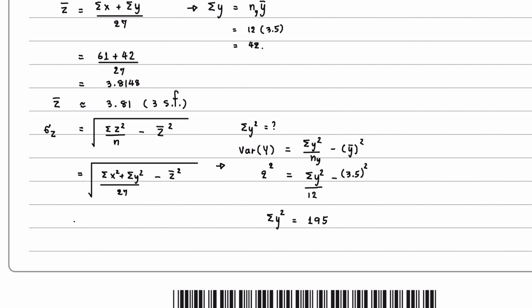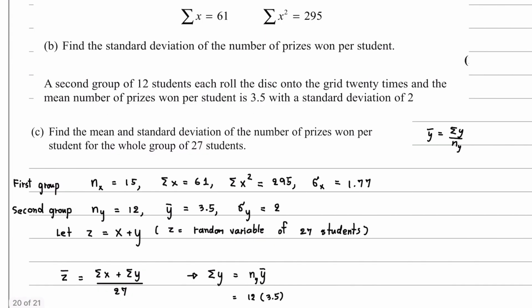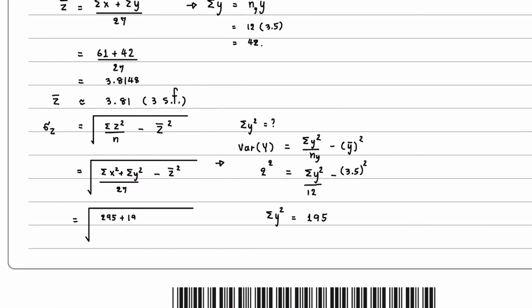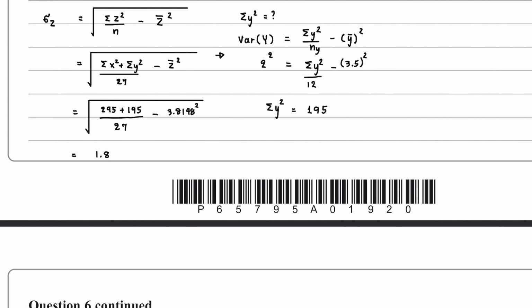And then we put it back into this formula. Summation X squared is given, which is 295. So we put 295 here, plus 195, divided by 27, minus Z bar squared, which is 3.8148 squared. And then we put this in the calculator, so it'll be 1.8961, which is around 1.90 for three significant figures.